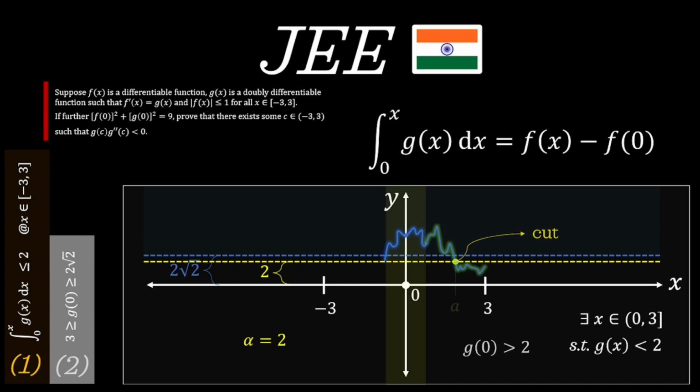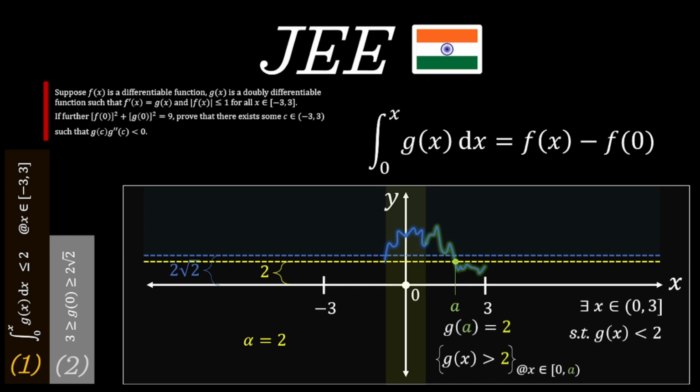Call the least value of x at which the line is cut a. So to summarize, a has these two properties. Also, there's nothing special about the number 2 here. It can be any number alpha from 2 by 3 to 2 root 2. Okay, let's clean this up a bit.